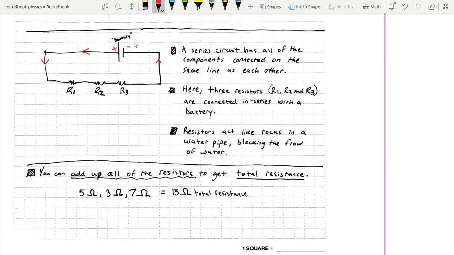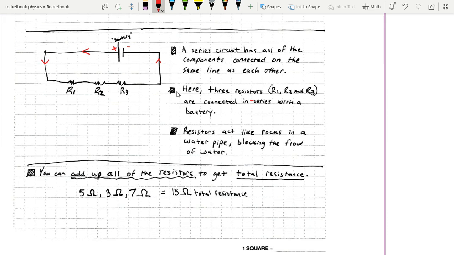And there's a battery. How do I know this is the positive end? You see this line is longer than this line. Longer line, positive. Electron flow, current, is going to go from high to low. Positive is high, negative is low. Then it has to jump across and reset the whole thing again.